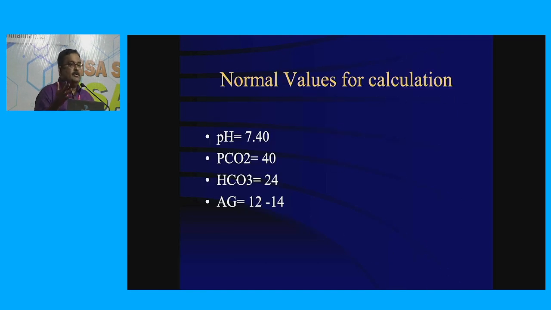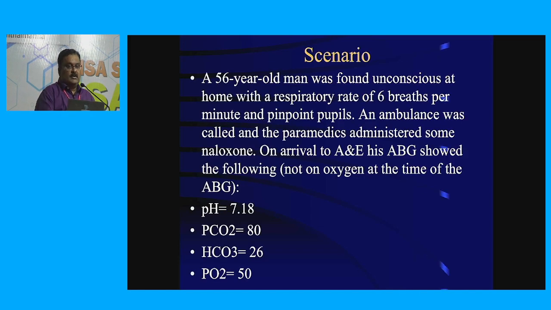And before we go into the calculations, these are the standard normal values. What is the normal pH? For calculation purpose, it is taken as 7.40. PCO2 is 40, bicarbonate is 24, and anion gap is 12. So one scenario from this end.